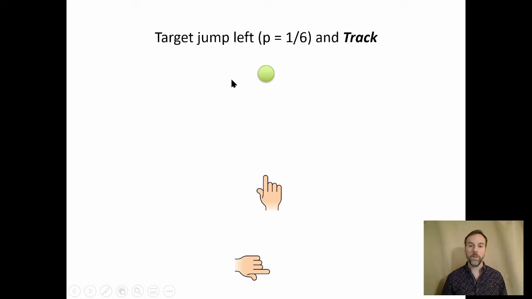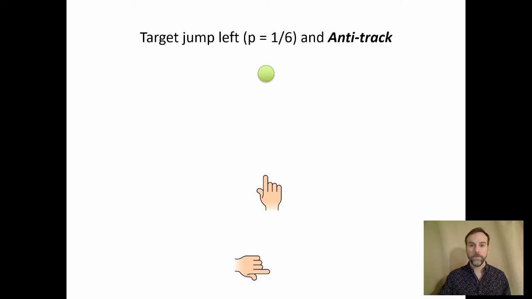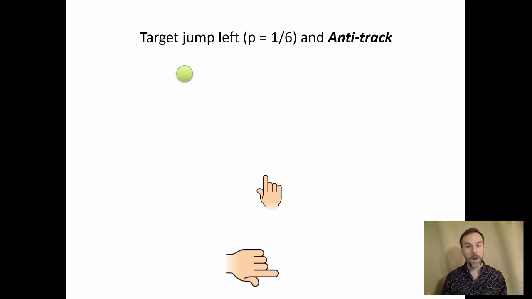Here's a jump trial. We're not going to look at both of them, but this is when the target jumps to the left. So when you lift your finger, the target jumps to the left. This is a track trial, so you should move your hand to the left to track in the same location as the target. So again, you don't go towards it, you just track over to the side with it. Here's anti-tracking. Again, it's a left target jump. So when you lift your hand off the button, the target jumps. Again, this is random. You don't know when it will occur. And here you're told if it jumps to the left, you should track in the opposite direction to the right.